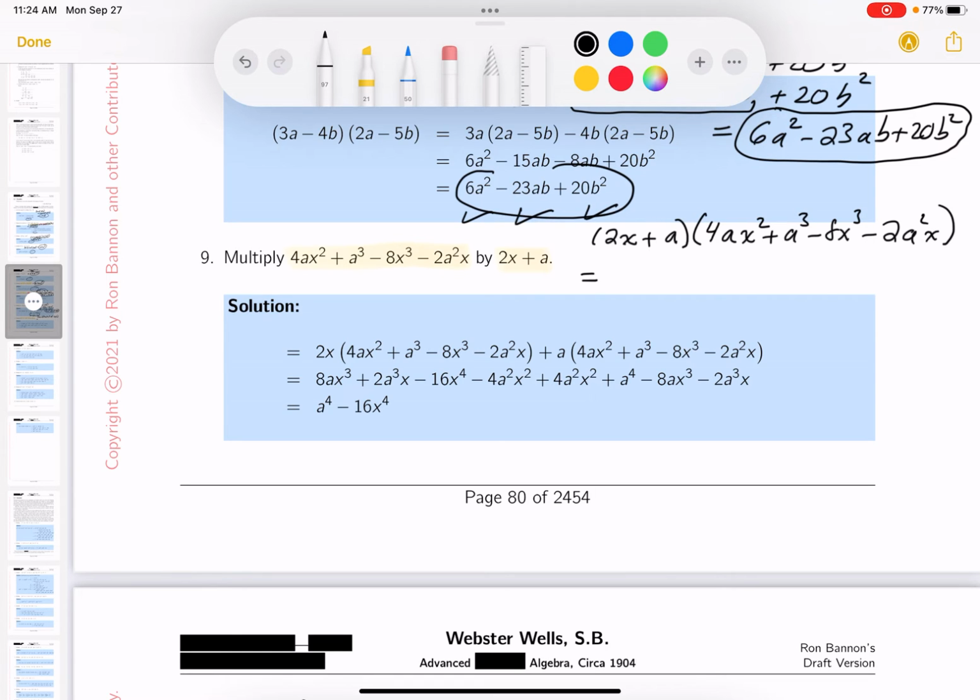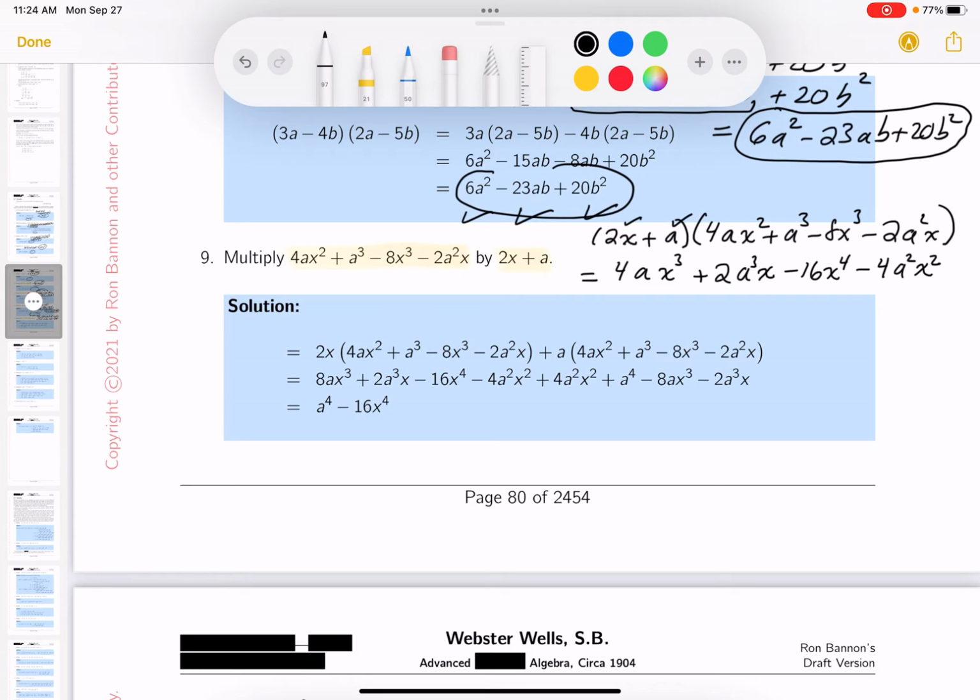And I'm going to distribute the 2x across those 4 terms. What do you get? 4a x cubed. Let's go to the next term. Plus 2, I like to be in alphabetical order, by the way, a cubed x. Let's go to the next term. Minus 16 x4. And I'm distributing the 2x, that's all I'm doing. Minus 4a squared x squared.